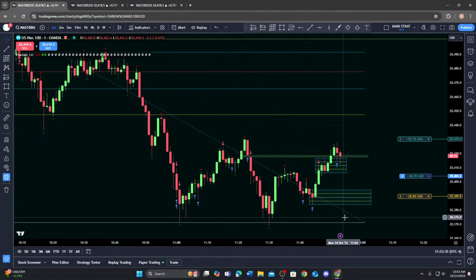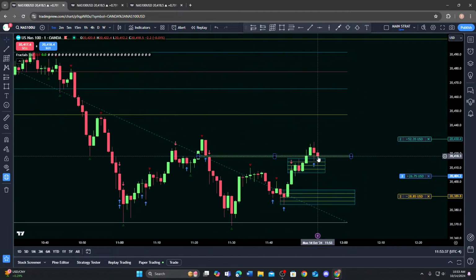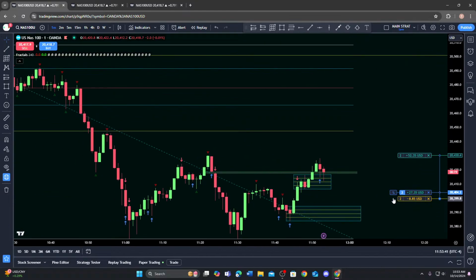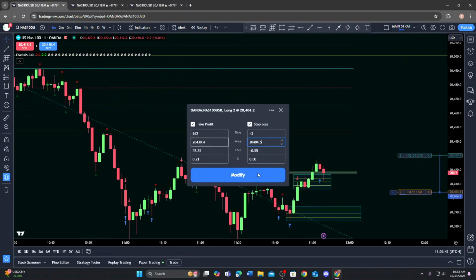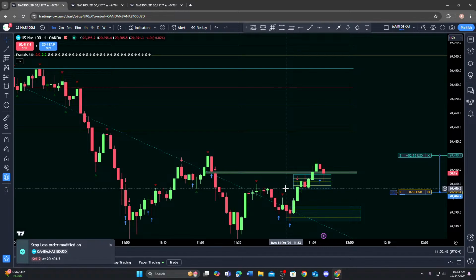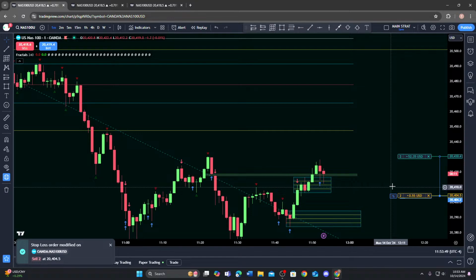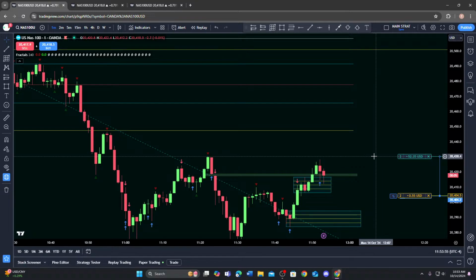All right, looks like we're still wicking above the volume imbalance. I'm going to go ahead and put my stop loss to break even, just below this order block here, and see if we can finish and take my target here.